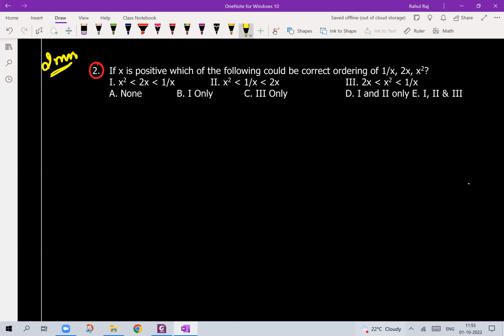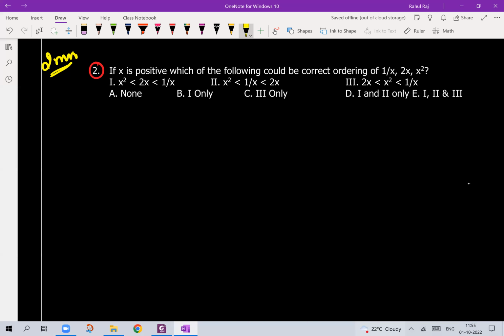Sir, I have a doubt. Yes, please tell me. Given that x is positive, if I take the value of x as 2, then the equation does not satisfy. x square is going to be 4, 2x is going to be 4.